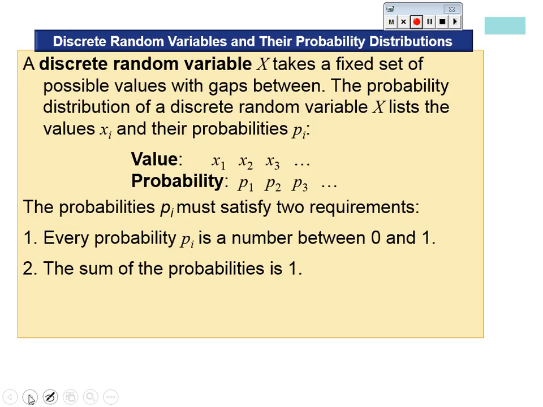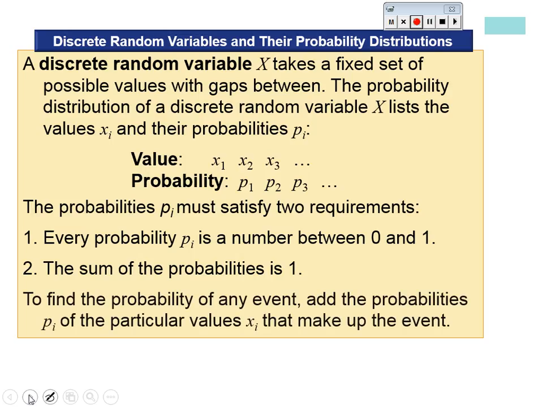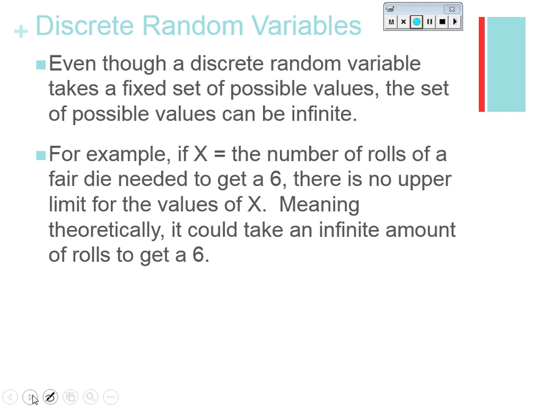Every probability must be a number between 0 and 1, similar to what we said before. The sum of the probabilities must equal 1, and those are just the rules that we went over from probability models previously. To find the probability of any event, you would add the probabilities of the particular values that make up the event.